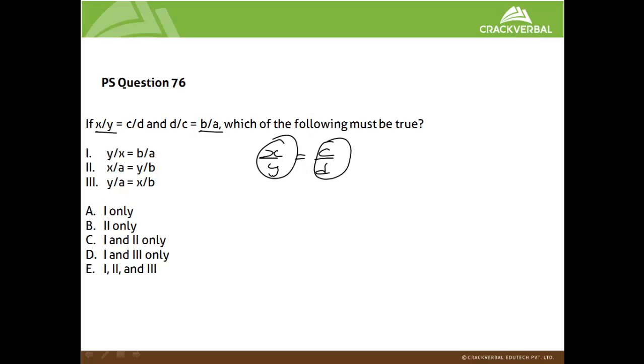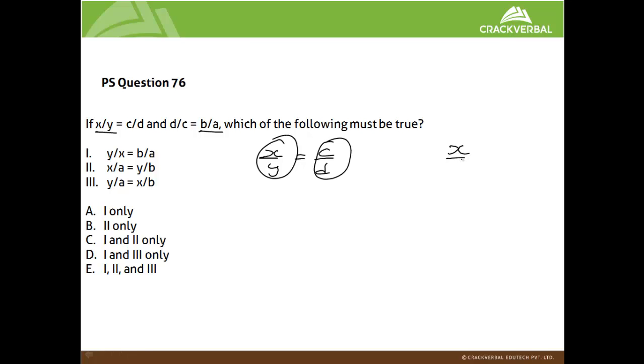Let's try to relate x over a with b over a, because in all the options you see x over a, b over a, and x over a y. So let's try to relate it. x over a y is equal to c over a d, whereas d over a c, that is the reciprocal of c over a d, is what, d over a c, which is nothing but b by a.